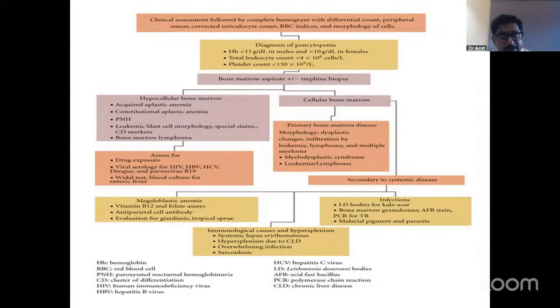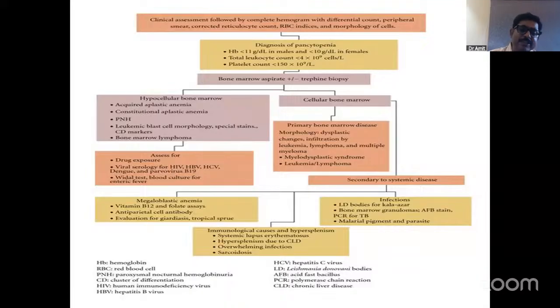Now, I already discussed this bone marrow biopsy could be hypocellular, could be cellular. If it is hypocellular, the differentials which should come to our mind are acquired aplastic anemia, constitutional aplastic anemias like dyskeratosis congenita or Fanconi's anemia, paroxysmal nocturnal hemoglobinuria, leukemic blast cell morphology, bone marrow lymphomas.